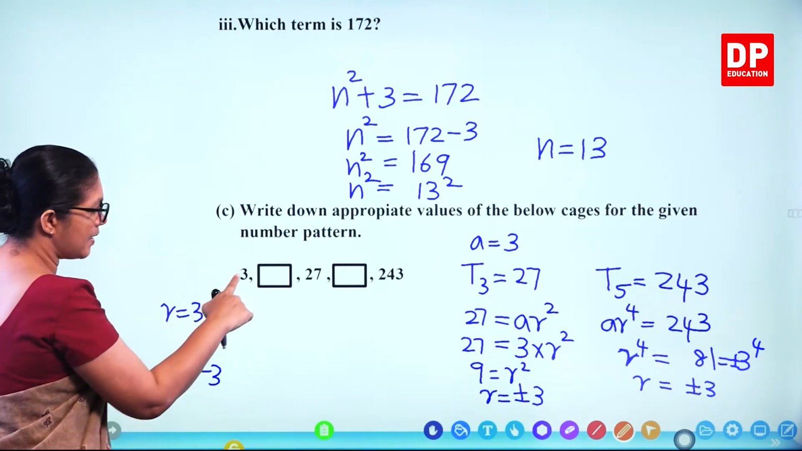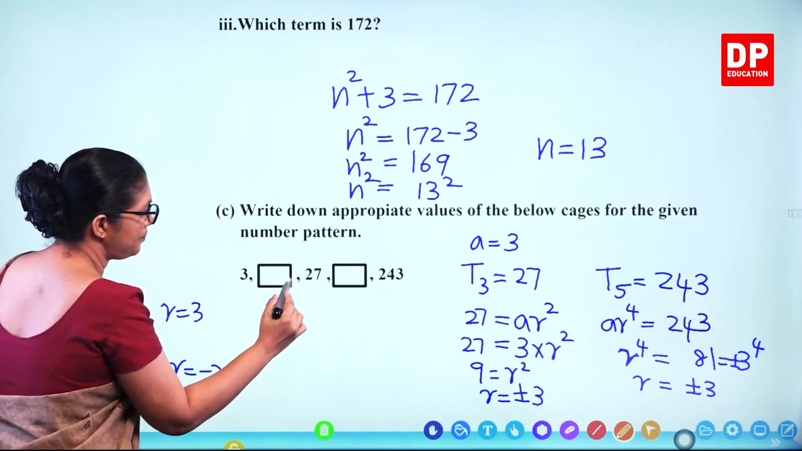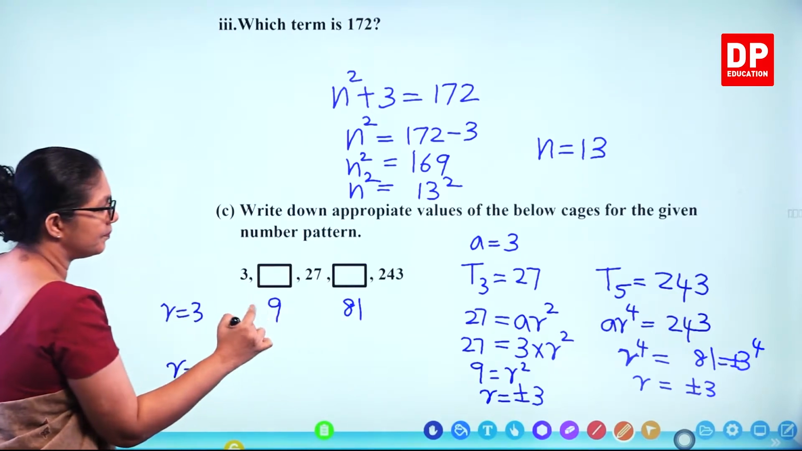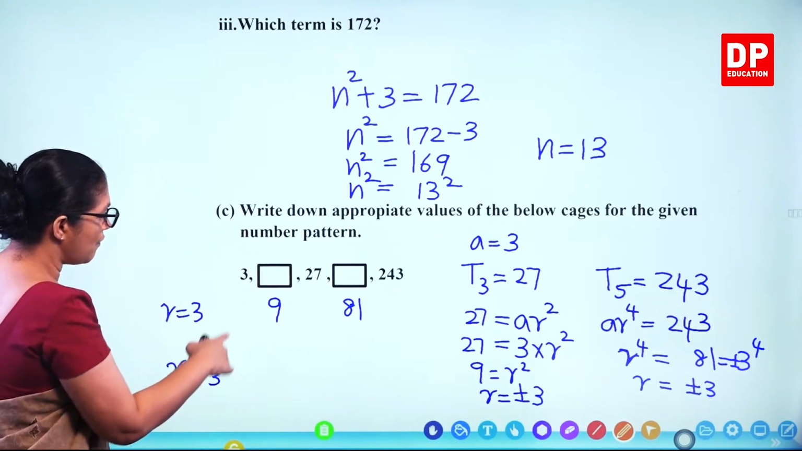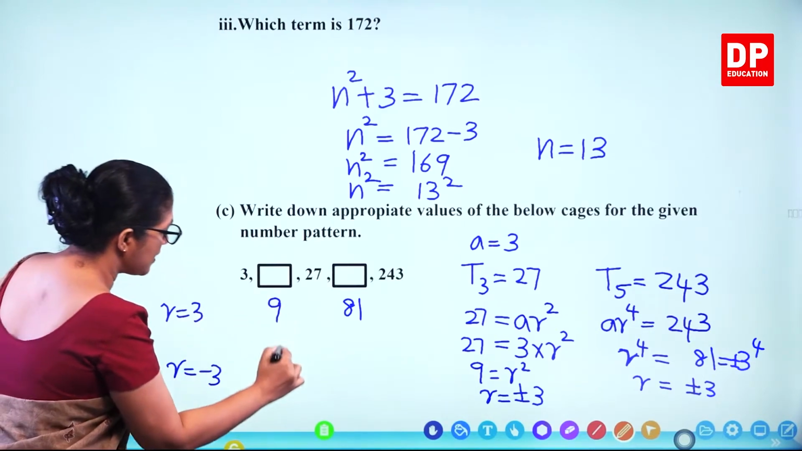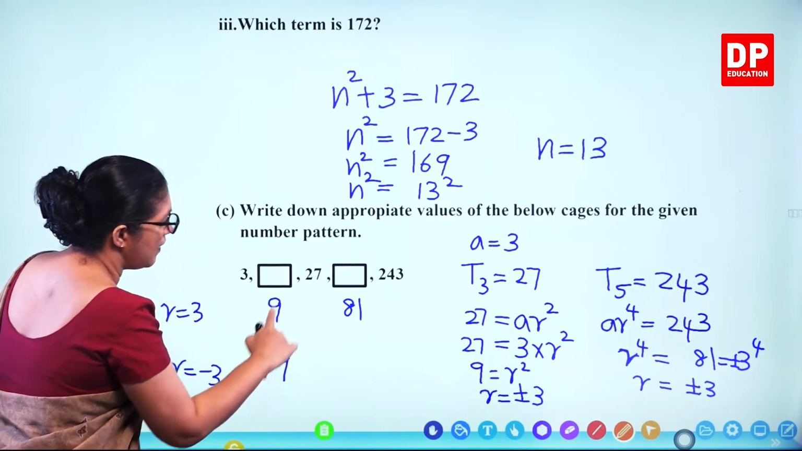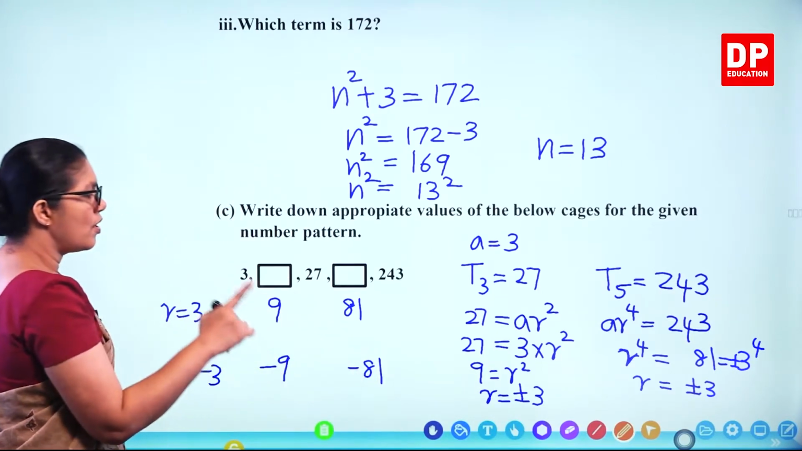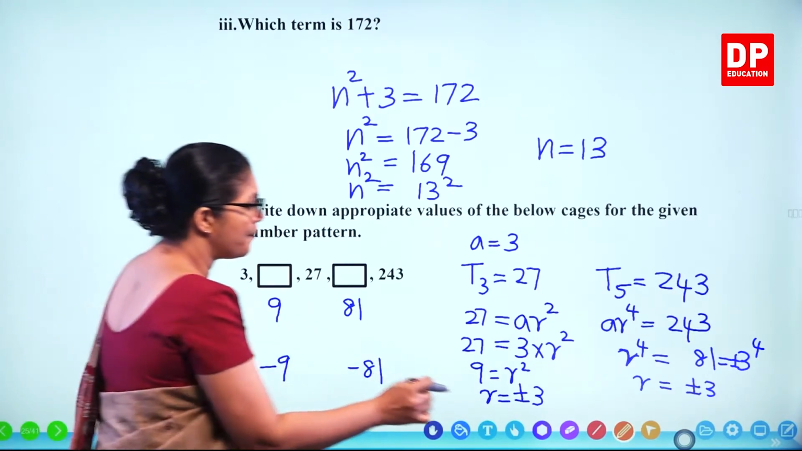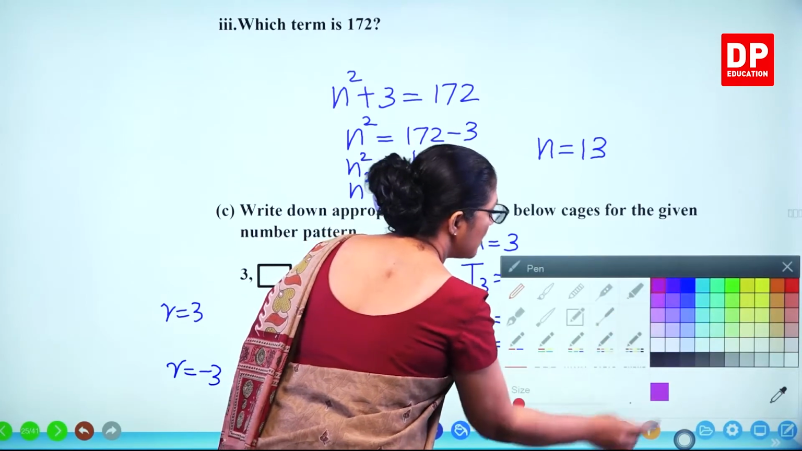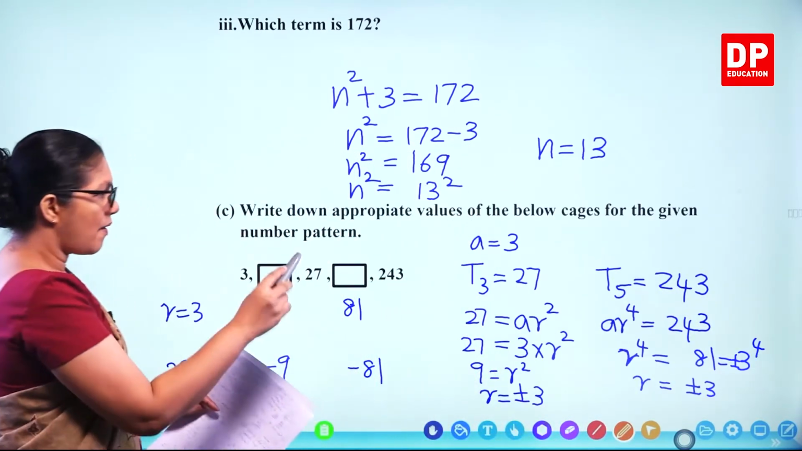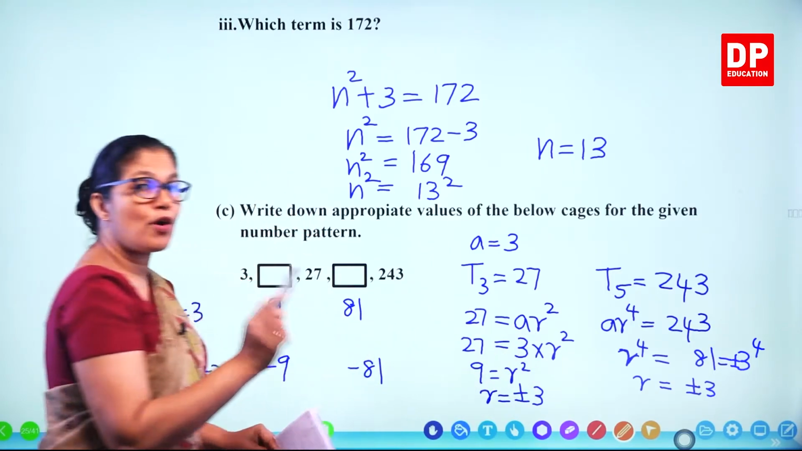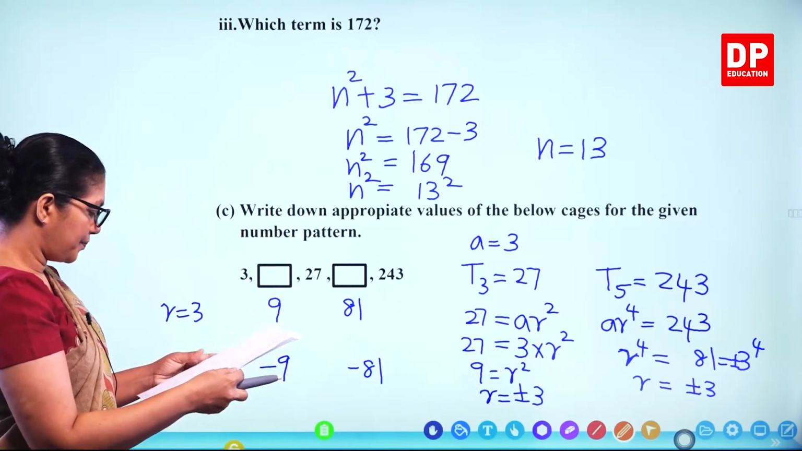So we'll write for both. If it's plus 3, 3 times 3, 9. 27 times 3, 81. If it's negative 3, what happens? 3 times negative 3, negative 9. Then again positive 27, again negative 81. So two possibilities are there. So remember that with an even power, you can get either positive or negative values.